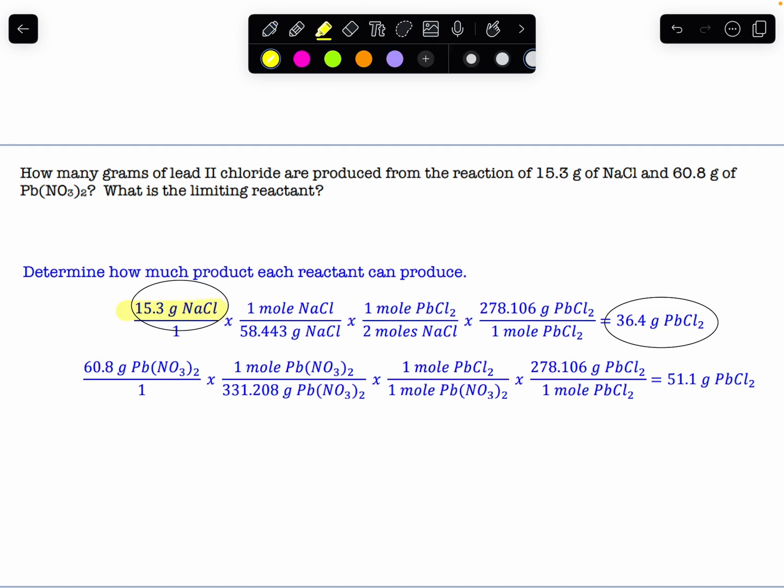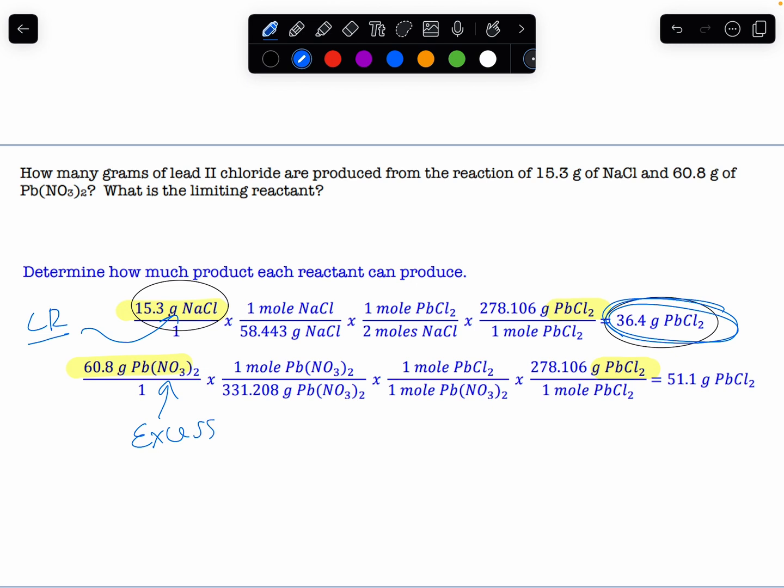So you can see we started with both amounts, the 15 grams of the NaCl and the 60.8 of the lead nitrate. We ended with the same product, and then we compared. We got 51 grams and we got 36. The one that is the lesser is our official answer. This is our answer here. That makes this NaCl our limiting reactant. That makes our Pb(NO3)2 our excess reactant.